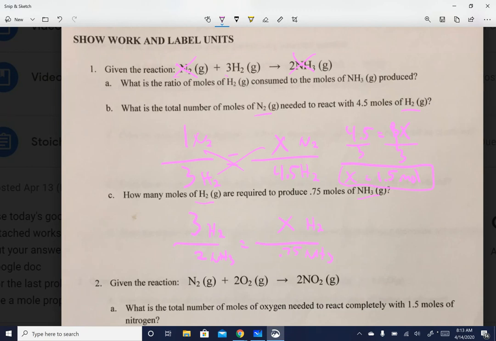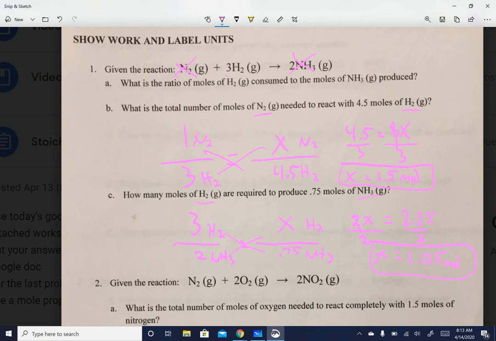If I know 3 moles makes 2, how many make 0.75? If this number goes down, this number is going to go down. Cross multiply. 2x equals, I think that's 2.25. Yep. My brain's starting to work a little bit better here. 2.25 divided by 2 equals 1.125 moles. That's the answer to letter C. So that's A, we did B and C. I'm going to take a new screenshot here and move on.